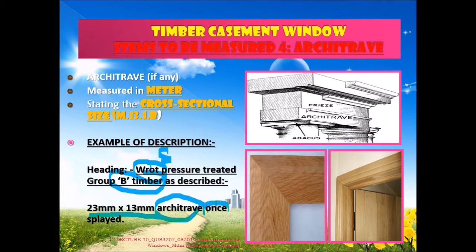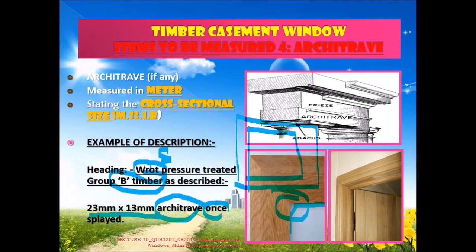If we have something like this, this one is one split. If we have any split, then you have to write it down properly. The size is according to the cross section, so the measurement is in meters. Normally, if this is your window, the architrave will be around this center line. So this is your architrave, around this window.